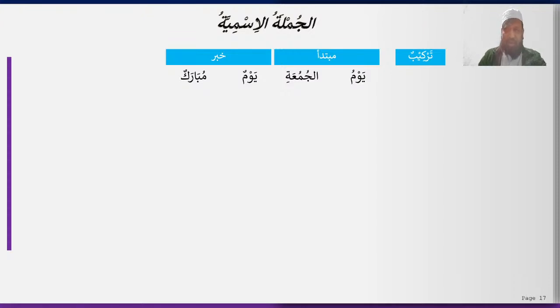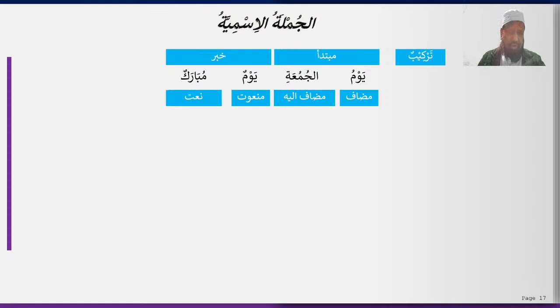So يوم مبارك is khabar, and here we have a phrase. The mubtada phrase is made of mudaf, mudaf ilayh. You are correct there, but yawm is not a ظرف here. يوم is منعوت and مبارك is نعت.